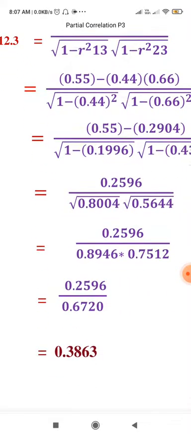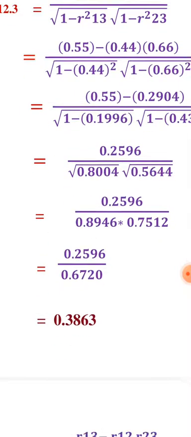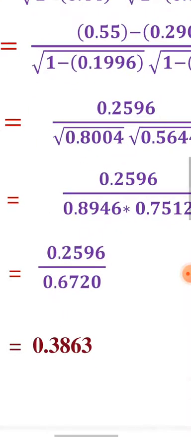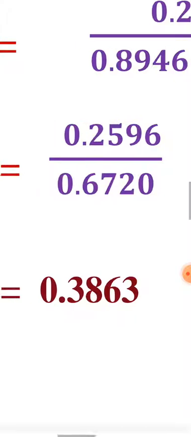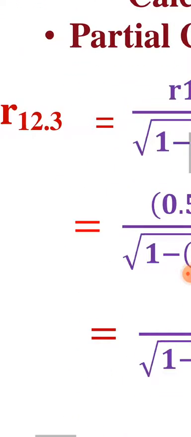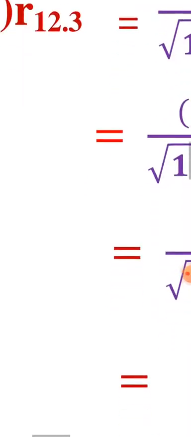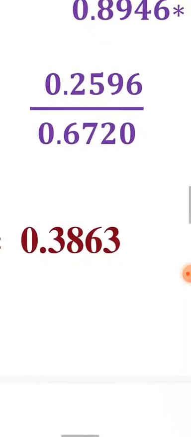So the answer will be 0.6720. The last step, division of 0.2596 divided by 0.6720 is equal to 0.3863. This is the answer of the partial correlation coefficient between the first and second variable by keeping the third variable constant. The answer is 0.3863.